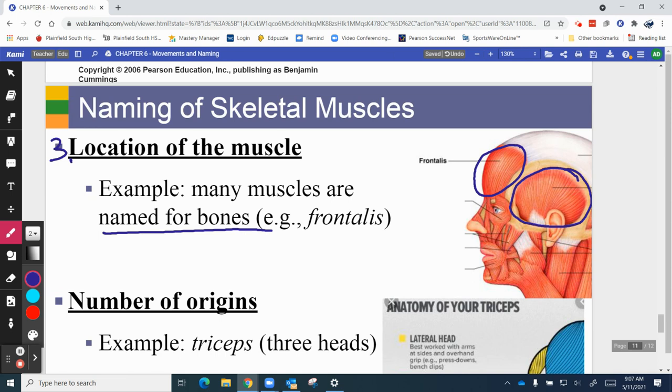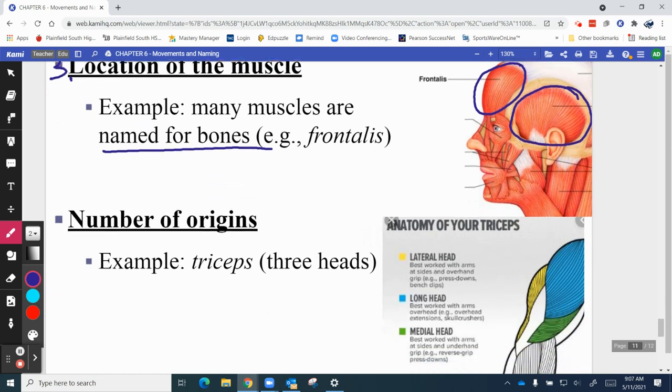We have some other ones a lot of times that are named specifically by the bones that they touch. So there's a muscle here in your neck called your sternocleidomastoid. It attaches to your sternum, it attaches to the clavicle, and then it goes all the way up and attaches to the mastoid process in your skull. But that's how it gets its name, because of those three bones that it attaches to.